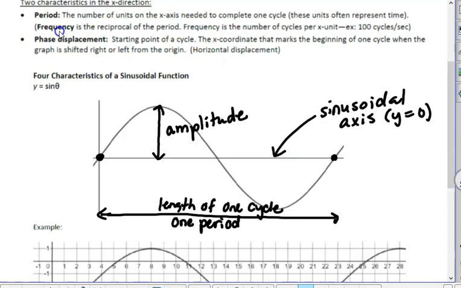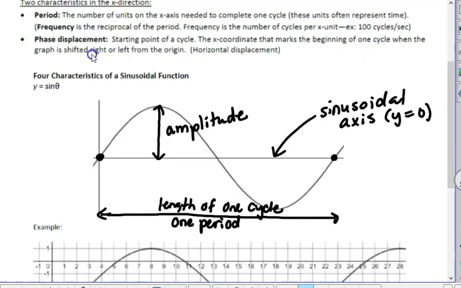Now, we're going to talk later more about frequency, and I'll give an example of that, but frequency is the reciprocal of the period. So here we say the period is the number of x units per cycle. Frequency is the number of cycles per x unit. Example, 100 cycles per second, which is hertz in physics, is an example of frequency.